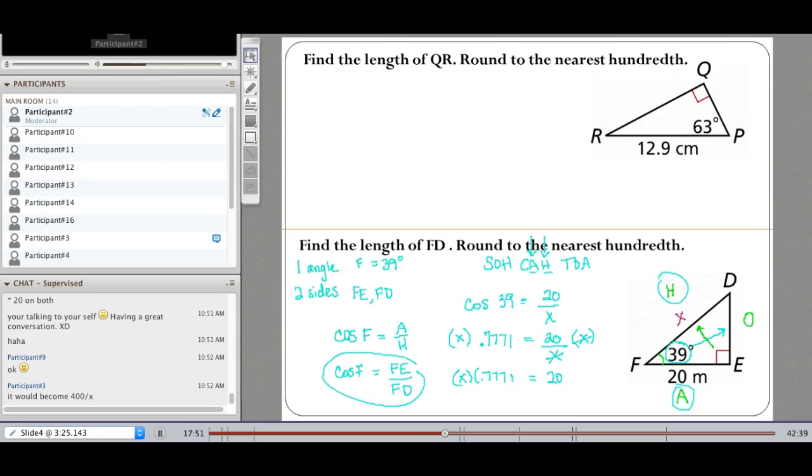And then over here we have 0.7771. Now how do I get x by itself? How do I get rid of the 0.7771? It's x times that, so I want to do the opposite of that.